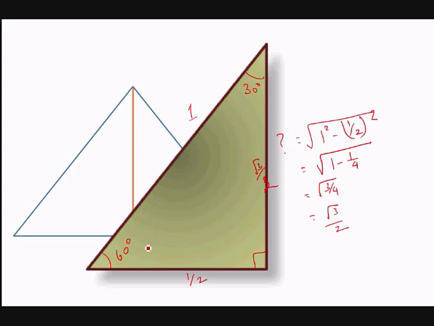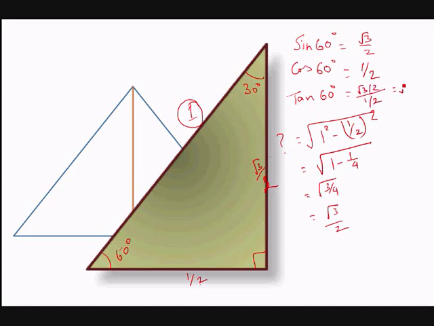I can find now what is sine, cos and tan of 60 degrees and sine, cos and tan of 30 degrees. So what is sine 60 degrees now? Sine 60 degrees will be opposite side over hypotenuse. The opposite side is root 3 over 2. Therefore sine 60 is root 3 over 2. What is cos 60? Cos 60 is adjacent over hypotenuse. Here the hypotenuse is 1 unit. Therefore it is adjacent side, which is half. What is tan 60? Tan 60 is opposite side over adjacent side, which is root 3 over 2 over 1 over 2, which is root 3.